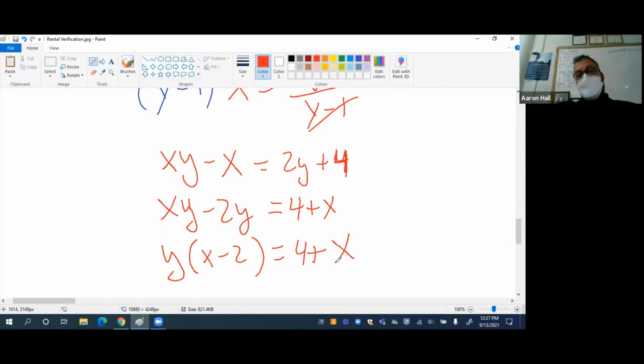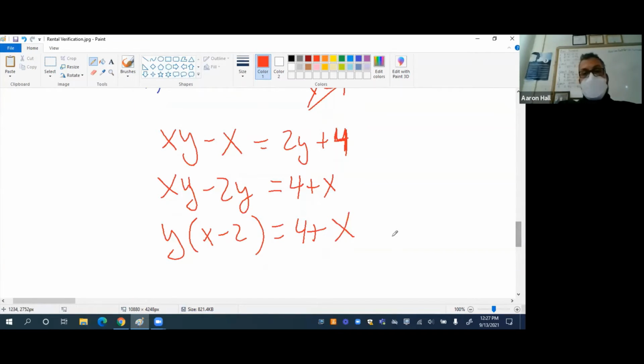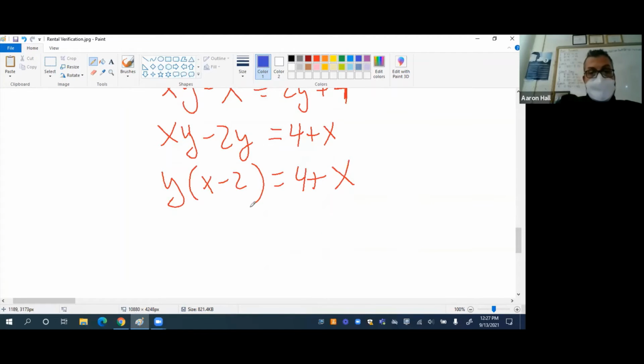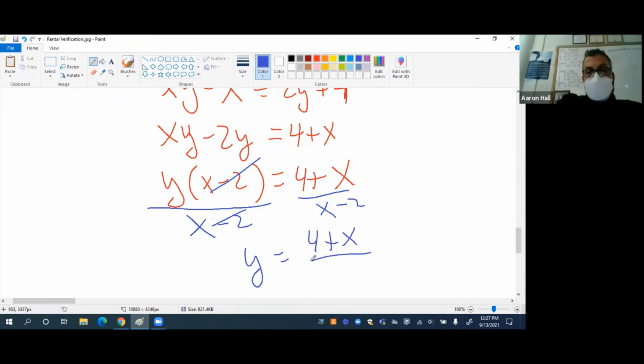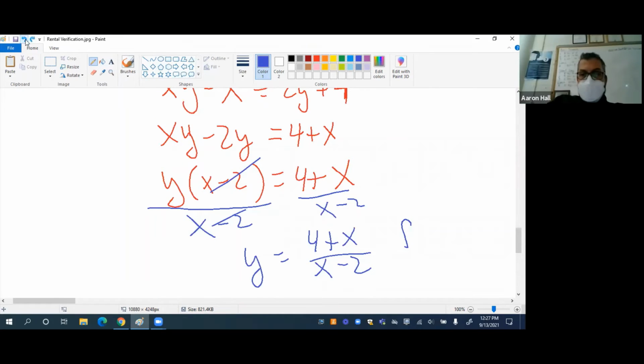How does that help? It allows us to isolate the y. So what's my next step? Divide by x minus 2 on both sides. This goes away, and I'm left with y equals 4 plus x over x minus 2. Now we can do function notation, or inverse notation. So that would be the inverse of g of x. The inverse of g of x equals 4 plus x over x minus 2.